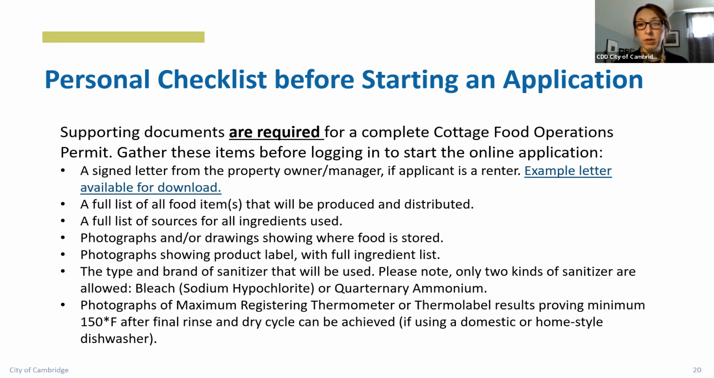You will also need the type and brand of sanitizer that you're going to use. And please note that only 2 kinds of sanitizer are allowed: bleach or quaternary ammonium. In the slides that are coming up, we're going to talk about those 2 in a little bit more detail in case they might be new for some people. We also recommend that when you sit down to apply, you have photographs of the maximum registering thermometer or the thermal label results proving a minimum of 150 degrees Fahrenheit after the final rinse and dry cycle on your dishwasher. We will talk about this in detail as well, since this also might be a little bit new for some people.